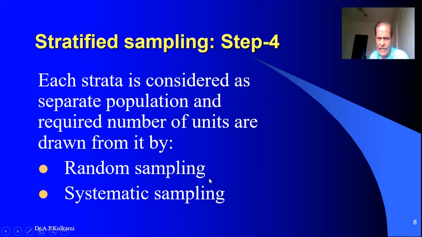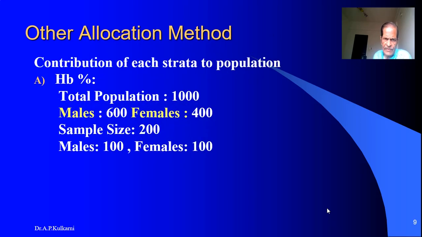So for both the strata, the same sampling method has to be adopted. We cannot do that for males we will draw by random sampling, and for females we will draw by systematic sampling. No. For each strata, the units are to be drawn from that strata either by random sampling or by systematic sampling, and that we decide.